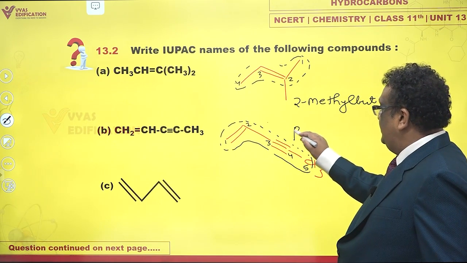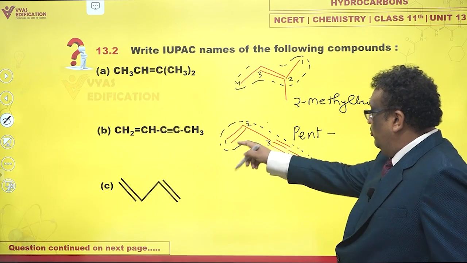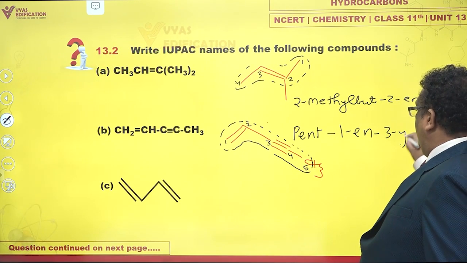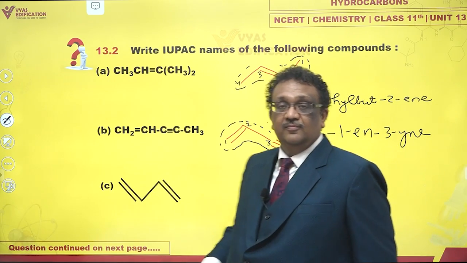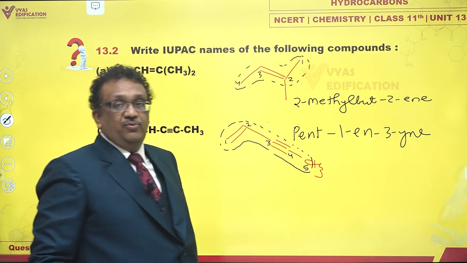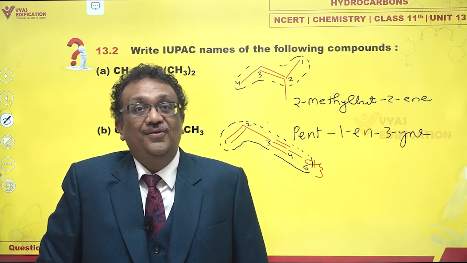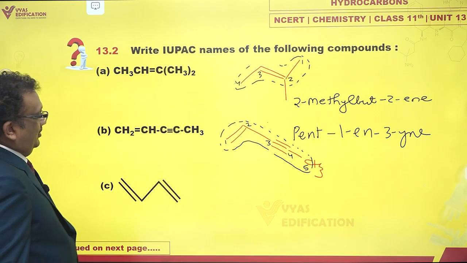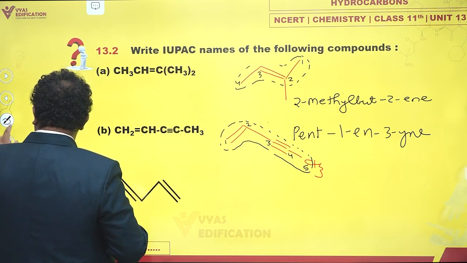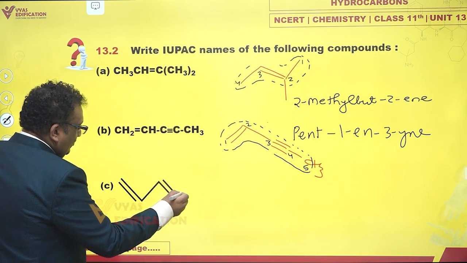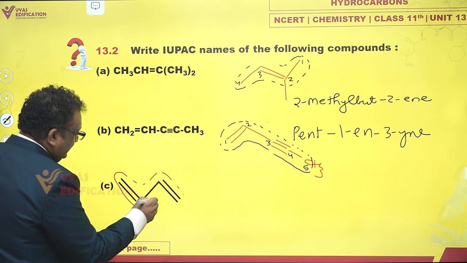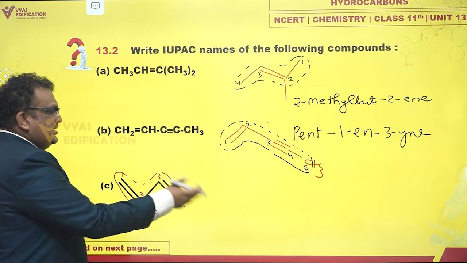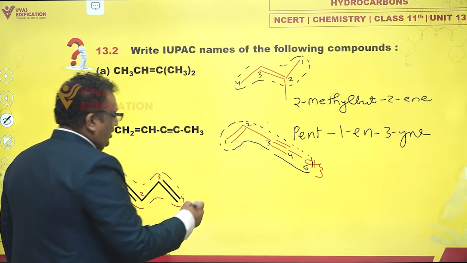So this is pent-1-ene-3-yne. This, my dears, is the way we write it. C. What is the longest possible carbon chain? Well, this seems to be the only carbon chain. 1, 2, 3, 4. It is the same both ways. So it is butadiene.